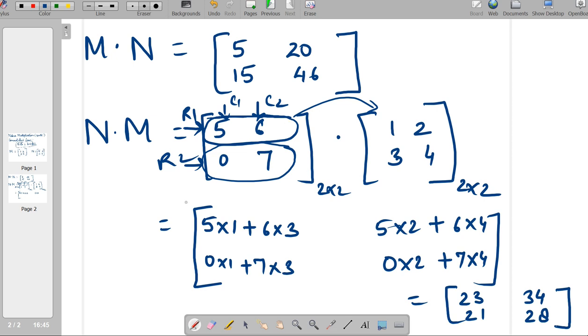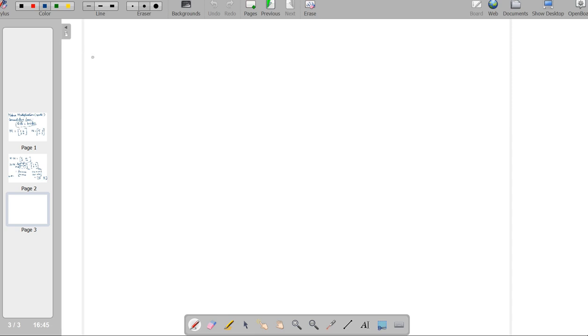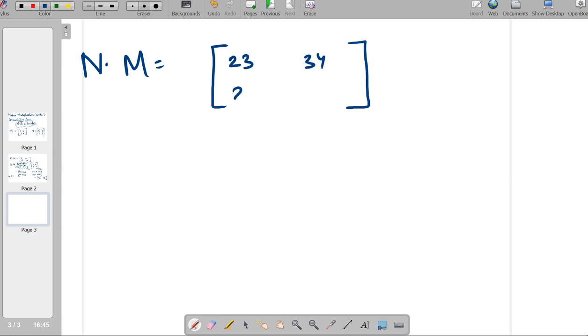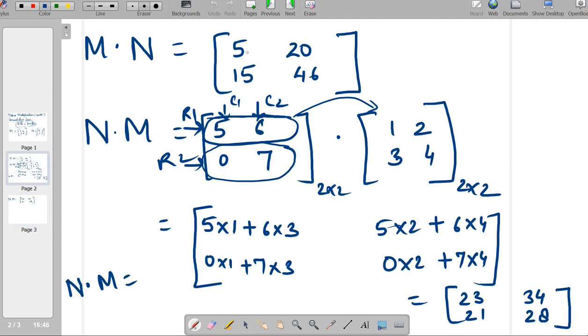If you try to visualize, I'm using a different page now, your N dot M, the resultant matrix, was 23, 34, 21 and 28, and your M dot N was 5, 20, 15, 46. So if you can see, both the matrices are totally different, although the parent matrices were the same.